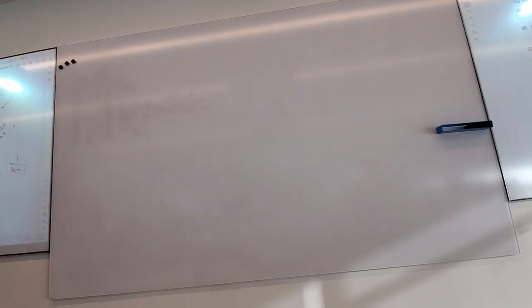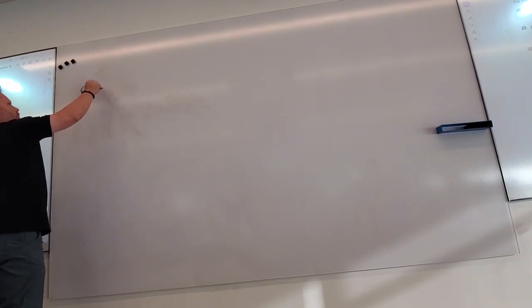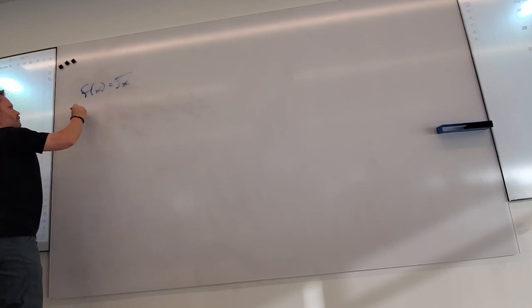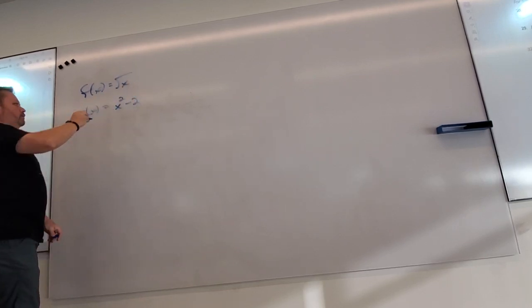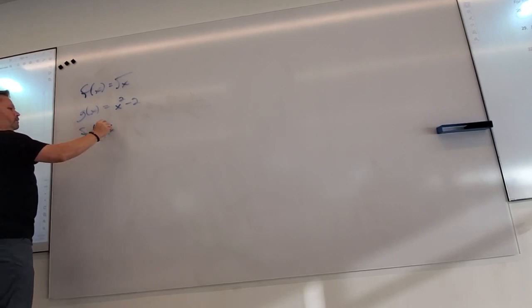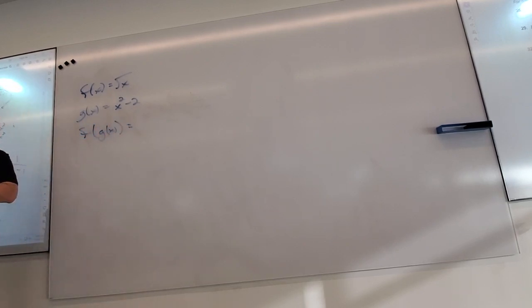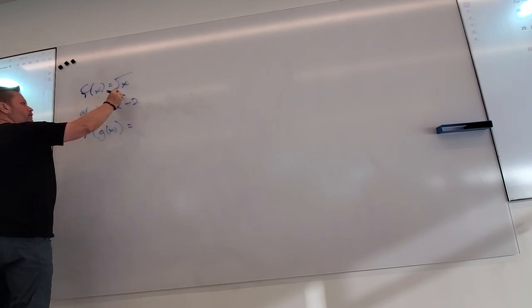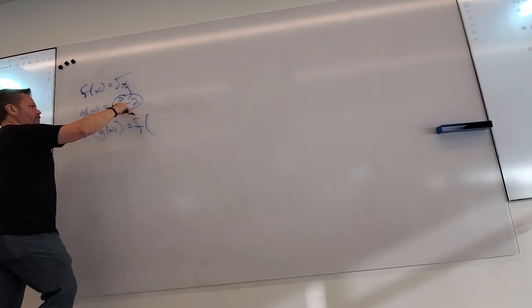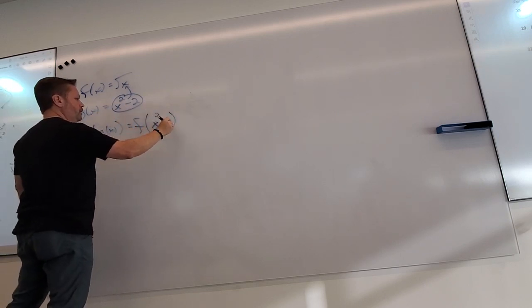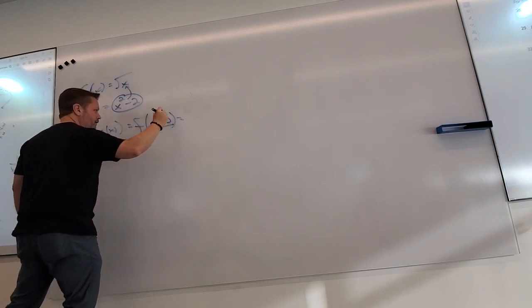So, if I have this function, and I have this function, what is this? It would be the square root of x squared minus 2. You take this and you put it in, right? Because you can even write this as f of x squared minus 2, and that just means whatever is in here.